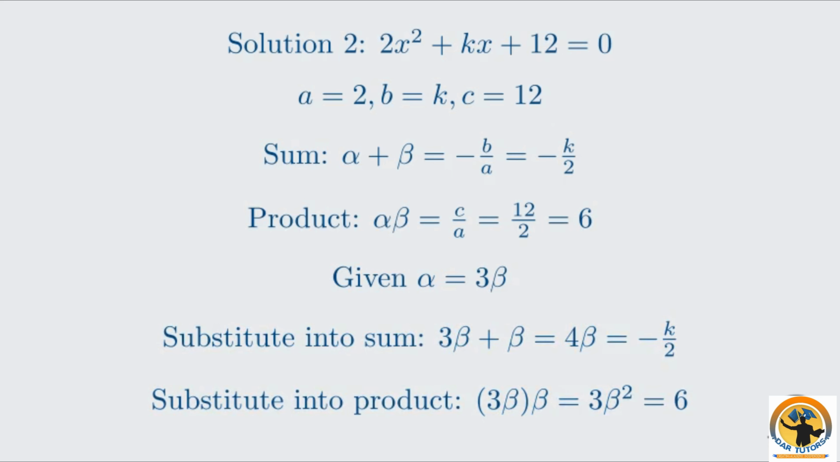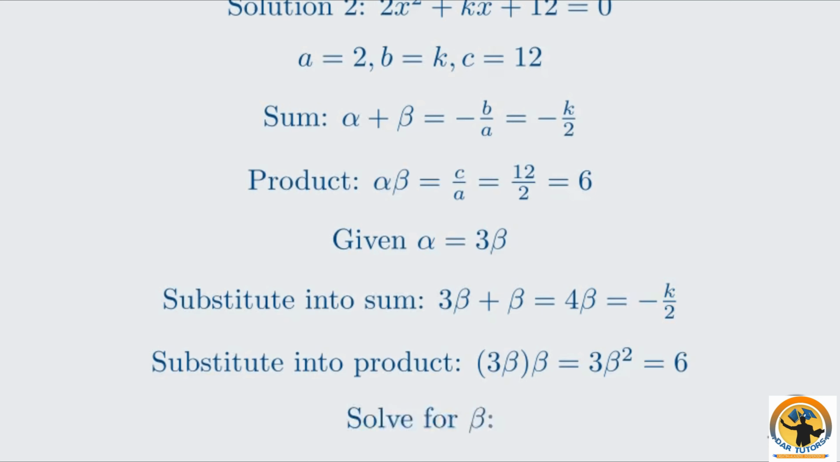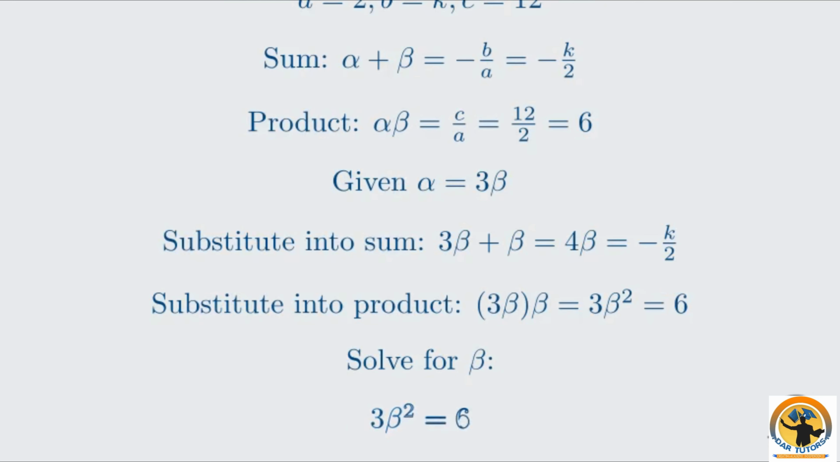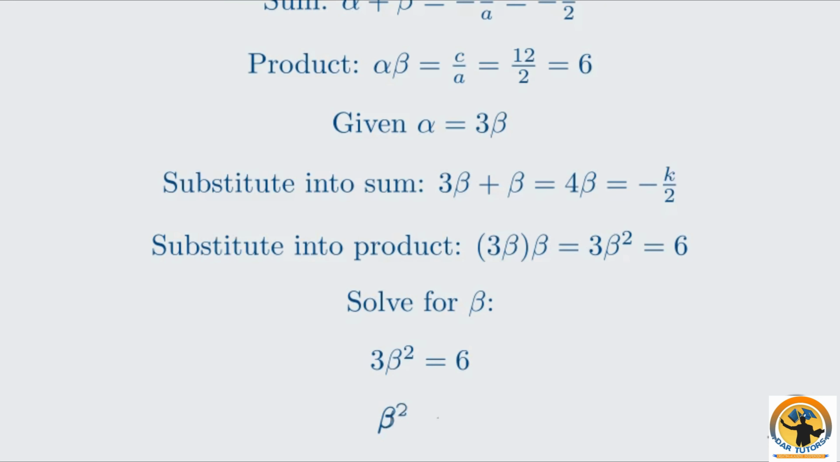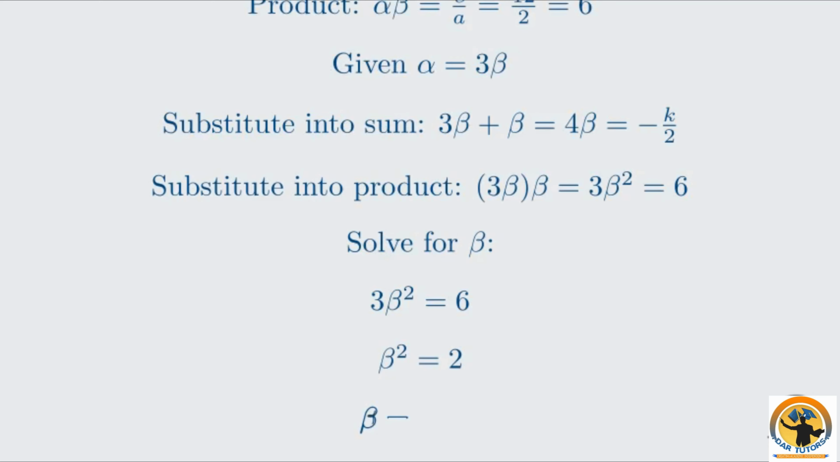Now we have two equations and two variables, beta and k. We can solve for them. Let's use the product equation first. The product equation is 3 beta squared equals 6. Dividing by 3 gives beta squared equals 2. Taking the square root, we get two possible values for beta, plus root 2 and minus root 2. This means there are two possible cases to consider.